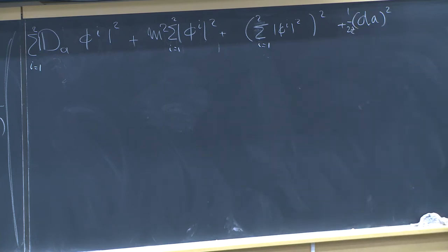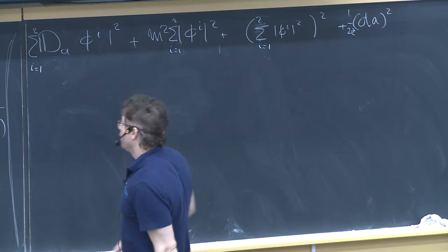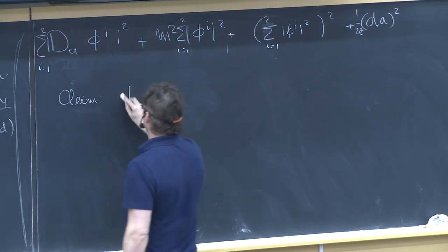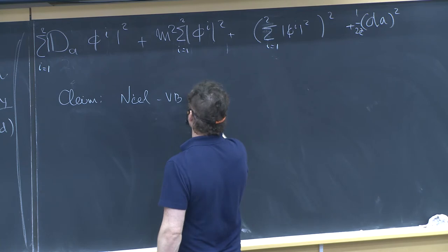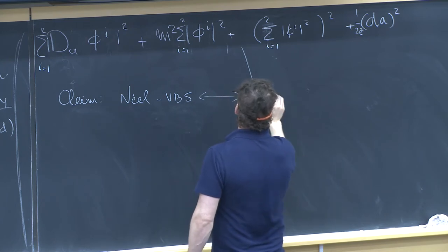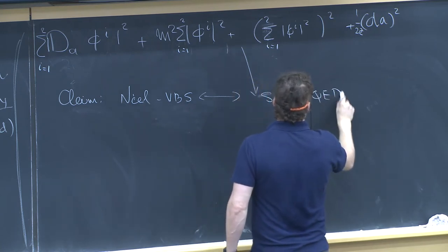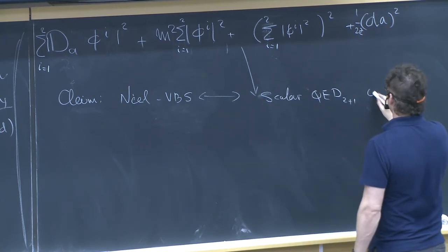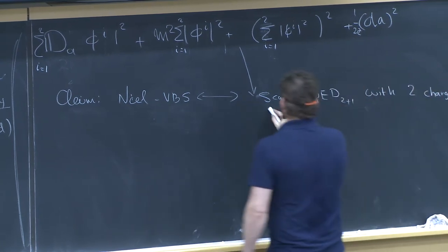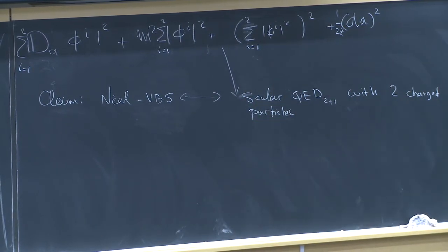That's the model. This is the claim, and I'm going to argue that this is true by analyzing the phases, symmetries, all this stuff. And you'll see that, and then we'll discuss the physics. So the claim is that this is in the same universality class as the Néel-VBS transition. So the same universality class as this model. So it's like scalar QED with two charged particles. Scalar QED in 2+1 dimensions with two charged particles. Okay, so this is the claim.